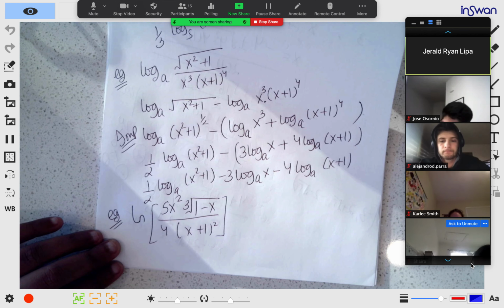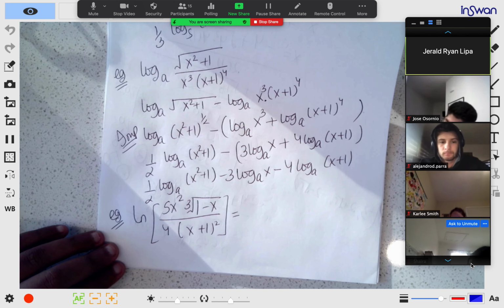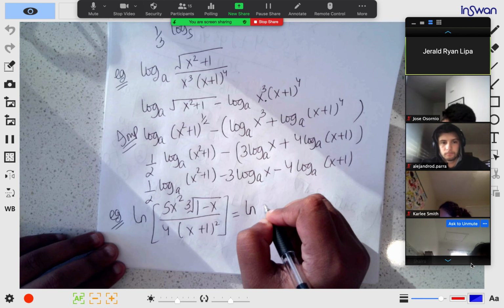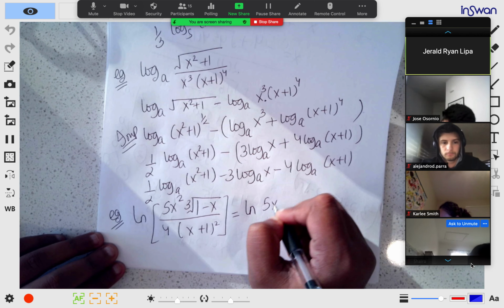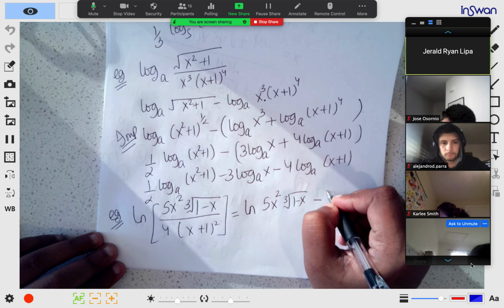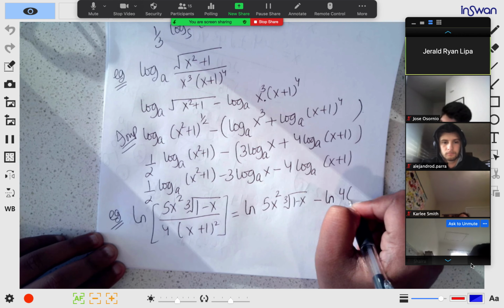So let's solve this one. What does it become? So the first step that we're going to do is separate them. So we're going to have ln of 5x squared cube root 1 minus x, minus ln of 4 times x plus 1 squared. Yes, ln. I forgot. Okay.